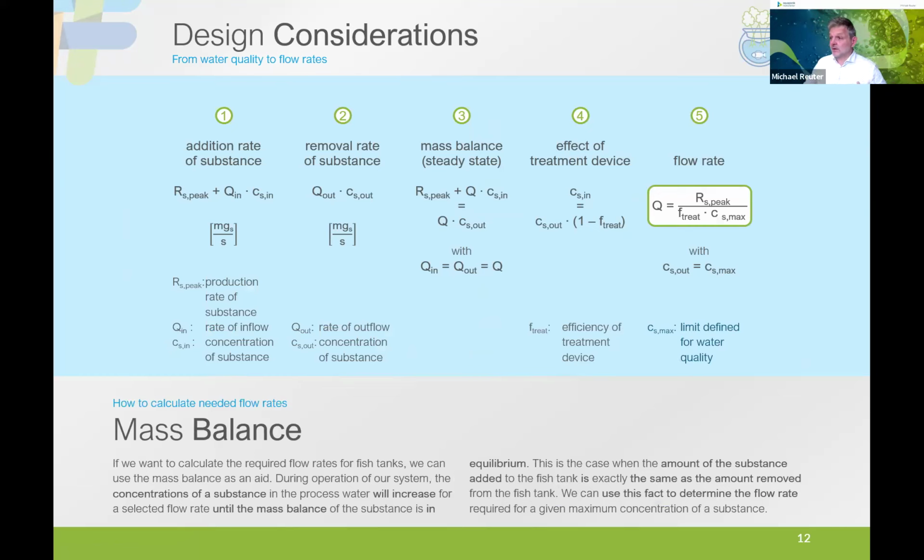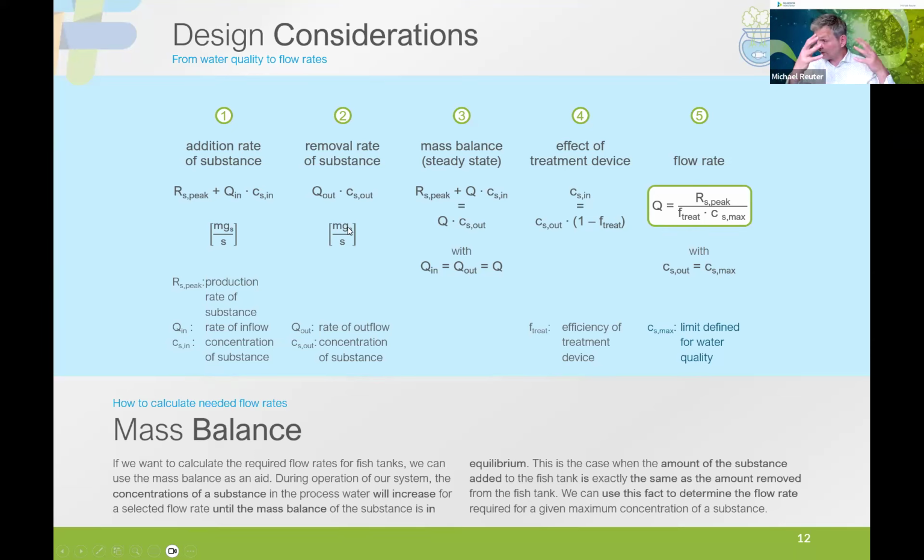Now, how do we know which flow rate we need in the fish tank? Normally we look, let's put it like that, at the mass balance. So everything that is produced as a waste product in the culture unit also has to go out to be in equilibrium. So if the mass balance is in equilibrium, also called steady state, what goes in, the addition rate of a substance, would have to be equal to the removal rate of the substance.